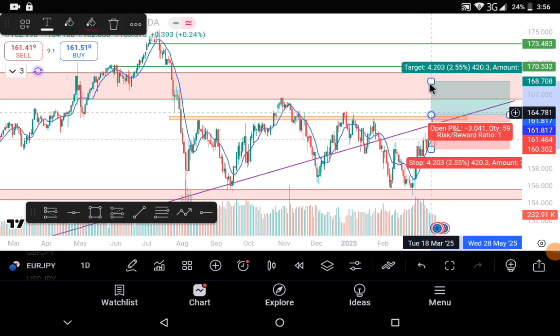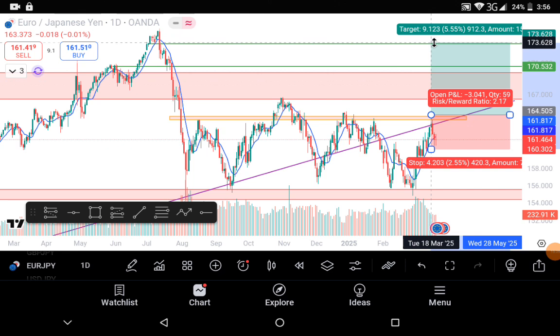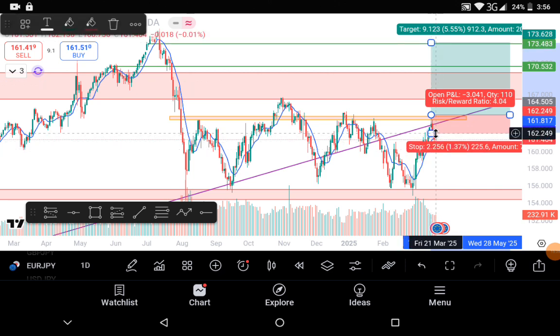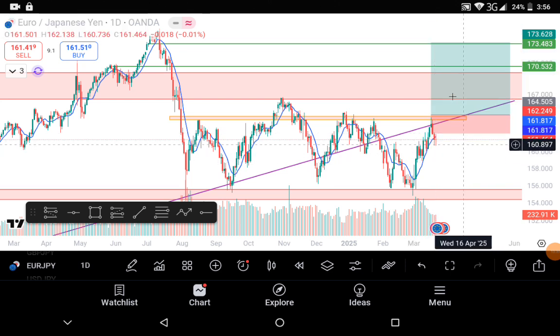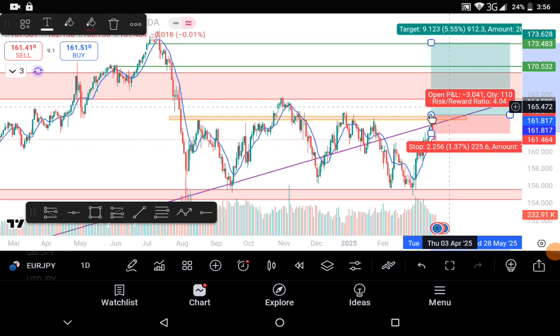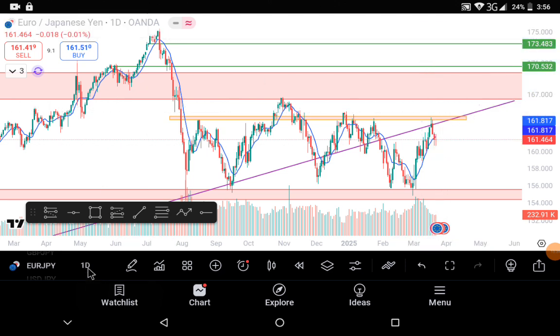But this is the daily time frame. We cannot actually trade on the daily time frame. So let me delete this thing. Now we'll go down to the 4 hours time frame.